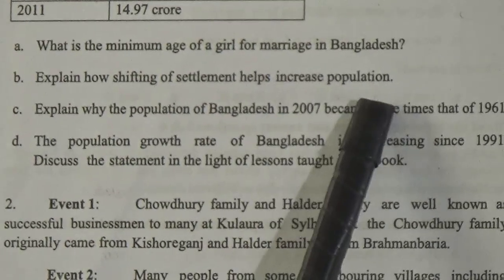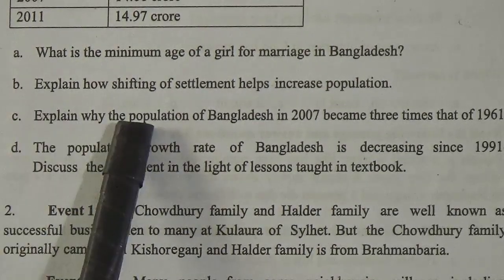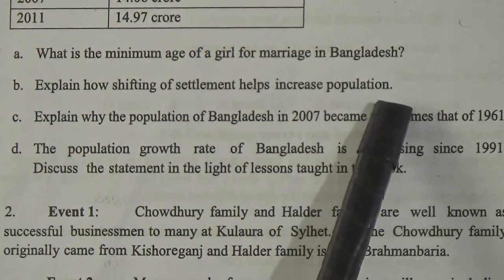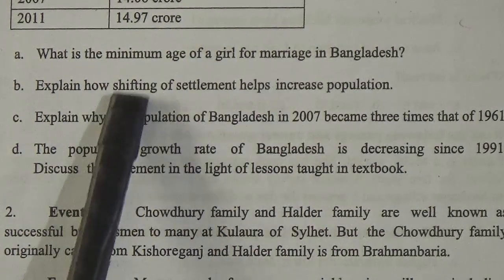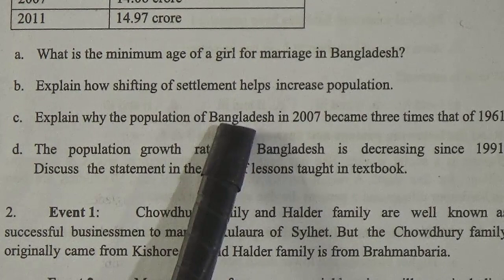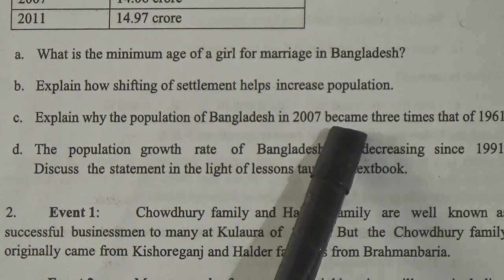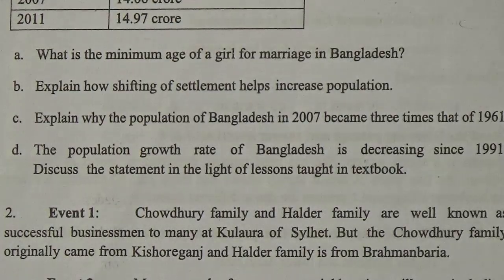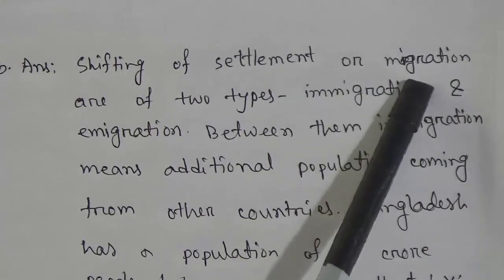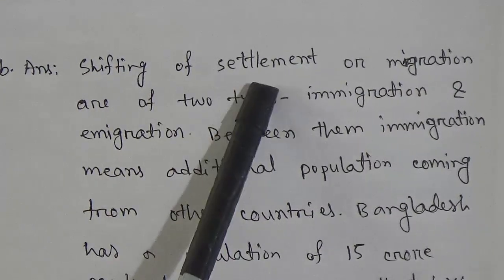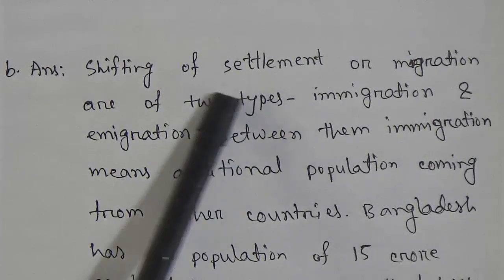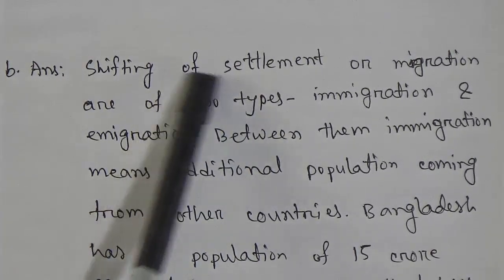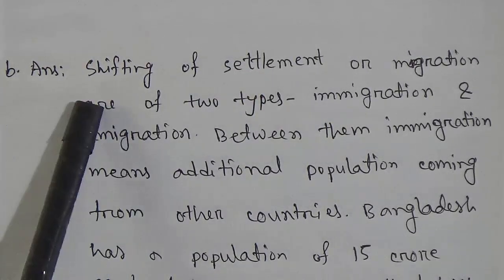Now question B: explain how shifting of settlement helps increase population. Shifting of settlement means people changing their residence. We have to find out how that helps in the increase of population. For this question we have the answer here. Shifting of settlement or migration. Whenever we talk about shifting of settlement, we are talking about migration, that means changing the residence.